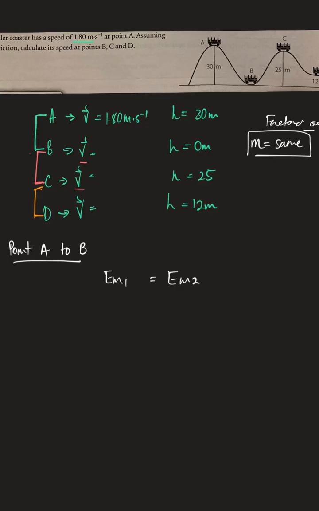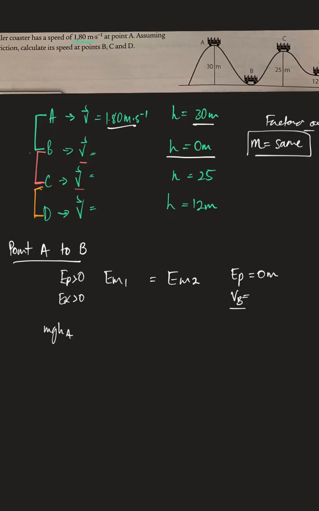I do know that in this calculation, because my height is 0 here, then for EM2, my EP is equal to 0 meters. Right? And I'm looking for the velocity at point B. That's what I'm looking for. For EM1, I've got both the kinetic and an EP that's greater than 0, and an EK that's greater than 0, because I've got height and I've got velocity. See, height and velocity.